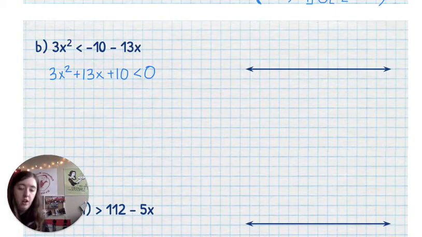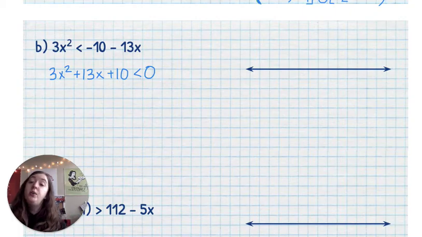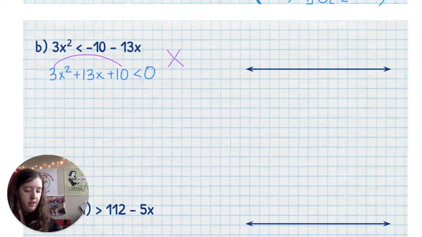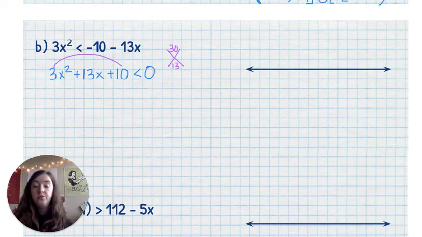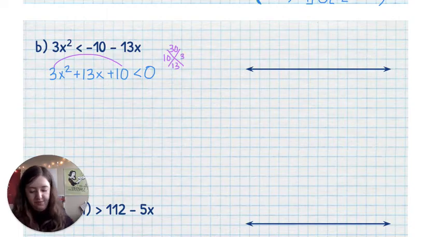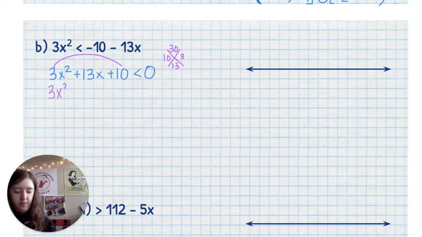Cool. So now let's start factoring this. Do I have a GCF with 3, 13, and 10? No, I don't. So what I need to do is I need to multiply my ends. I'm going to take 3 times 10, and that's 30. And then my b value is 13. What's two numbers that multiply to 30 and add to 13? 10 and 3, right? So we'll split that 13x into 10x plus 3x.